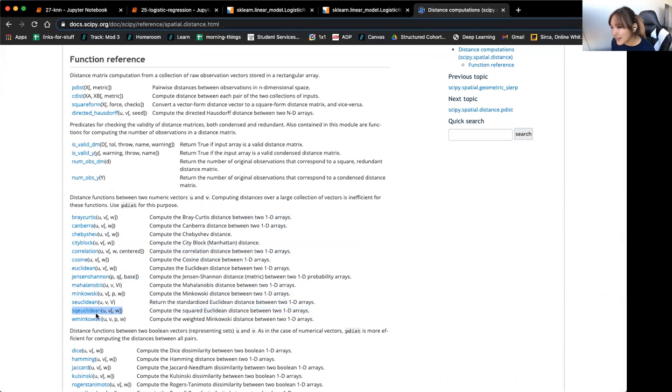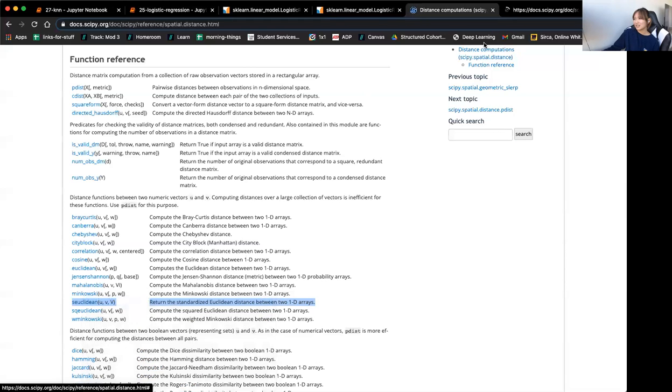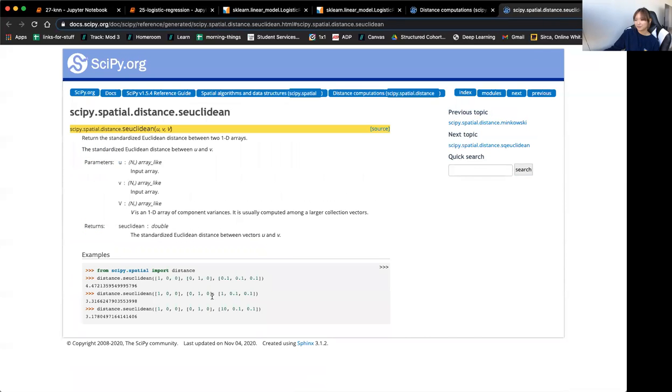And then standardized, I'm not exactly sure what standardized Euclidean distance means. I wonder if they say it in their documentation. I'm not sure exactly what that standardization means, but it's probably just Euclidean distance with some transformation. I think a quick Google search can help you figure that out.